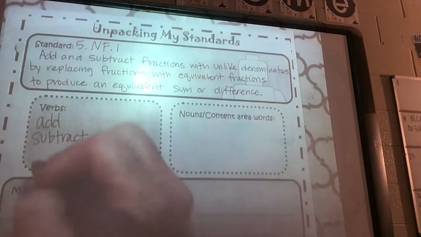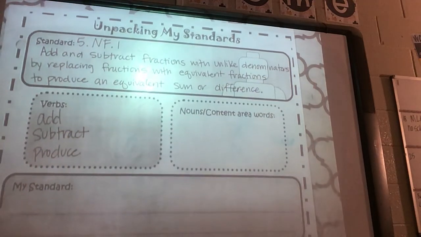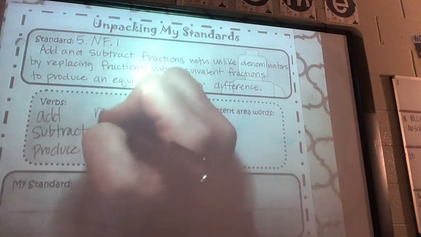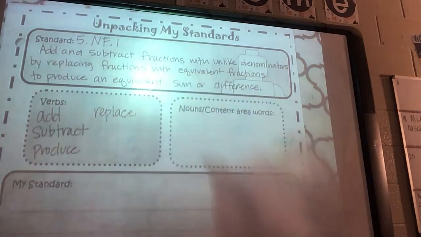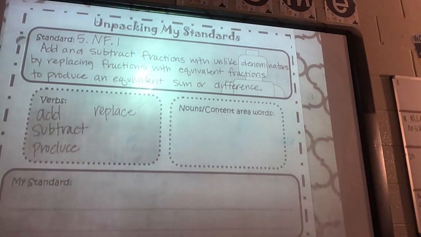Produce. Yeah, but I didn't call on you. Replace. Replace. Okay, replacing. Yes, replacing. Good. All right, let's talk about our nouns or our content area words.